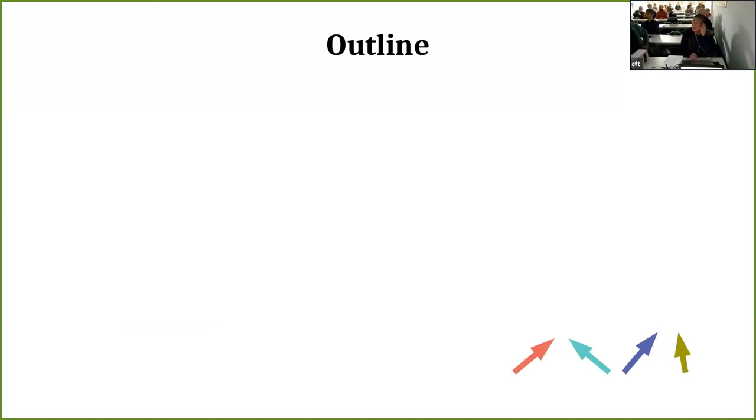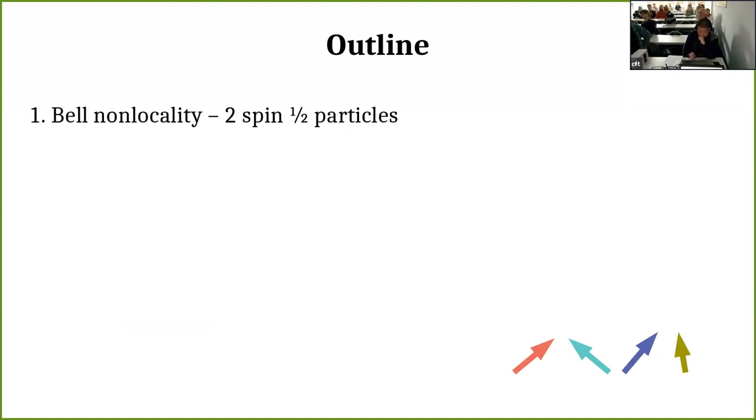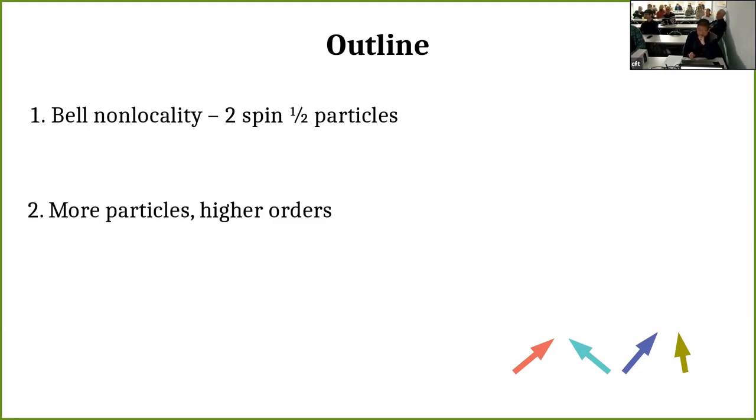So the outline is very concise, it's just 3 points. First I will invoke the textbook scheme of nonlocality, which most of us learn at preliminary courses of quantum mechanics. And once the stage is set, I will move to more particles and higher order correlation functions as means of detecting this kind of exotic behaviors or correlations, if you prefer.